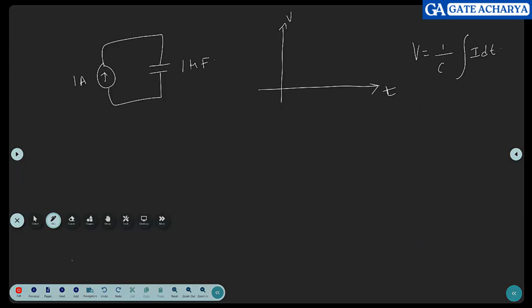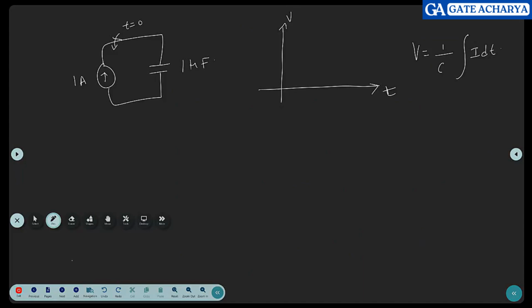I am closing the switch. Let us say there is a switch. I am closing the switch when t equals 0. There is no resistor, only a capacitor. So I just took the governing equation of the capacitor. What is I? I equals 1 amp, so you can just put that there. The capacitor is 1 microfarad, so you can put it there. Tell me what is the voltage.